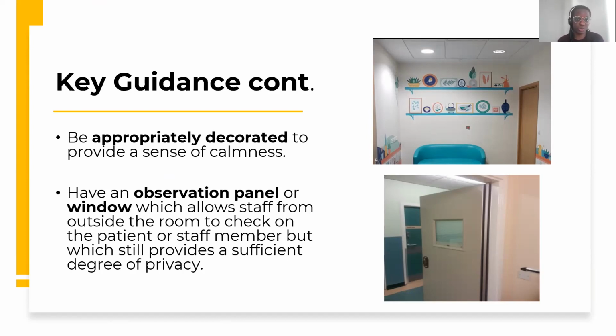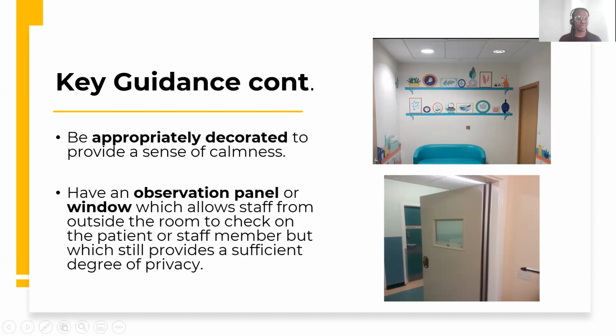Also sort of an obvious point, but the rooms should be clean, and if possible, they should be as spacious as they can be and have good lighting as well. And the rooms should have an observation panel or a window, which allows staff from outside the room to check on the patient or staff member, but which still provides a sufficient degree of privacy. So staff should be able to check into the room from outside through either an observation panel or a window, but there should be privacy still for the patient and carer. So like in the second picture there, the window on the door has an adjustable blind. So that's fine as well. And windows can be partially obscured glass as well.